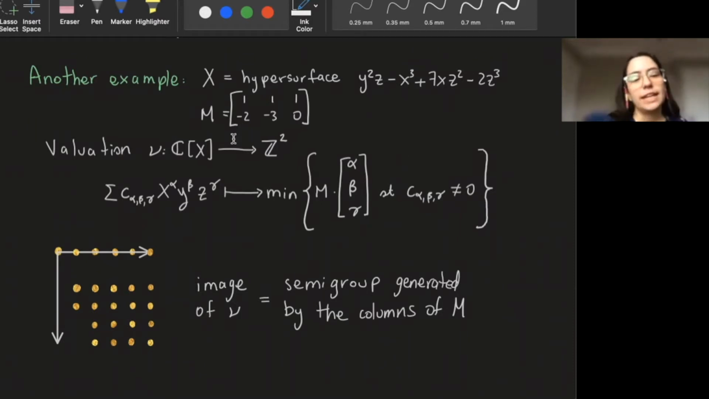Good. So then once we have this relation, the image of the evaluation is the semigroup generated by the columns of this matrix that I drew over here. So now this semigroup is skipping this row, but that's what the image is. And in general, the image of evaluation is a semigroup. Is it finitely generated? Not always. The Newton-Okounkov body is not always a polytope, and that's very much related to this image not always being finitely generated.